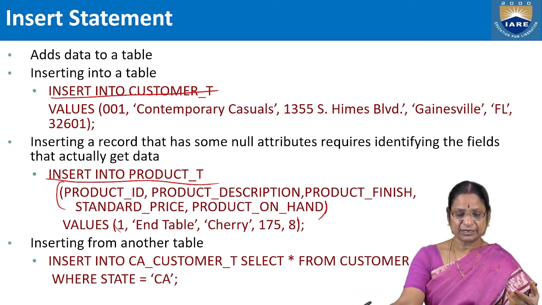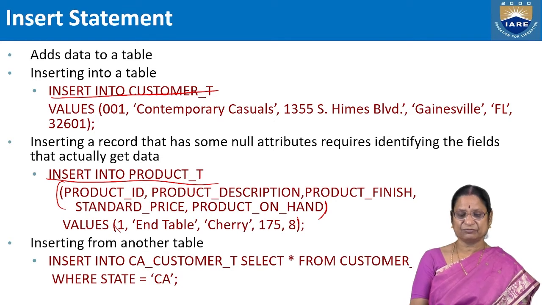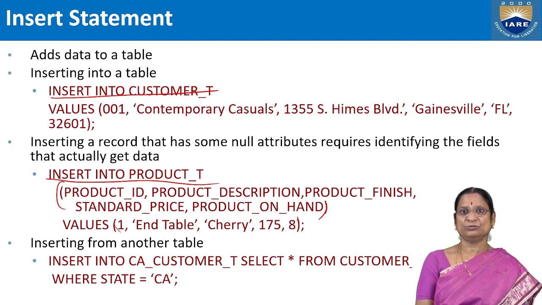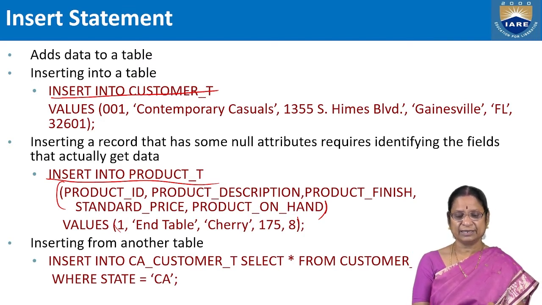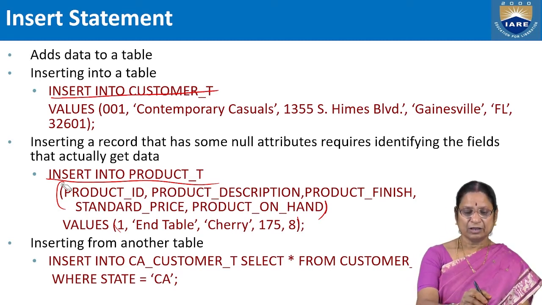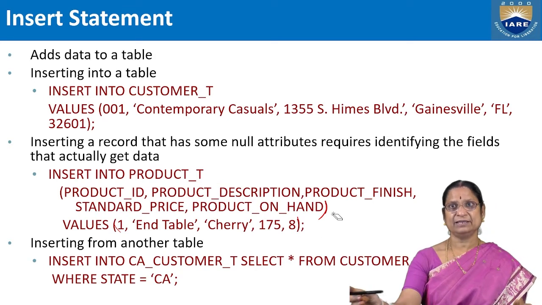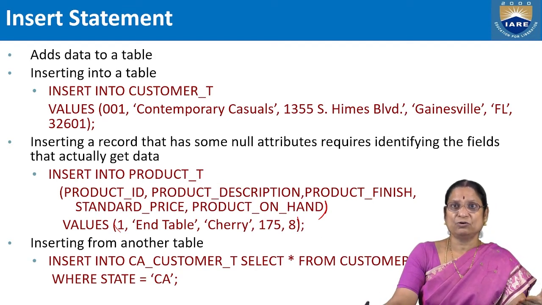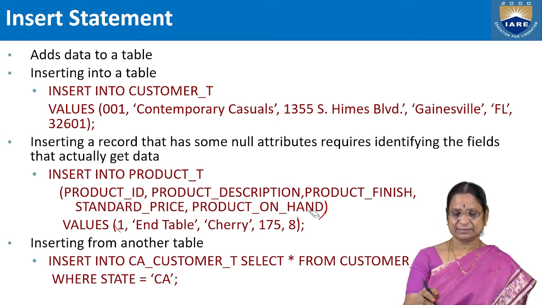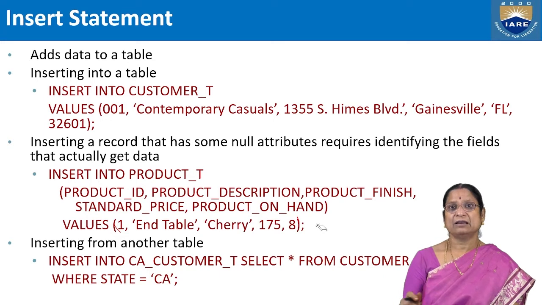Here, observe the product table: product ID, product description, product finish, standard price, product on hand. We are providing only those values. One will go to the product ID, end table will go to the product description, city will go to the product finish, 175 for standard price and 8 for stock on hand. That means some of the attributes for which no value is specified here, for them the value will be considered as null.